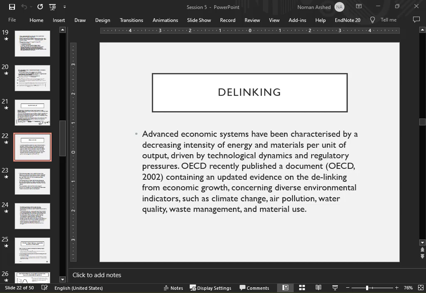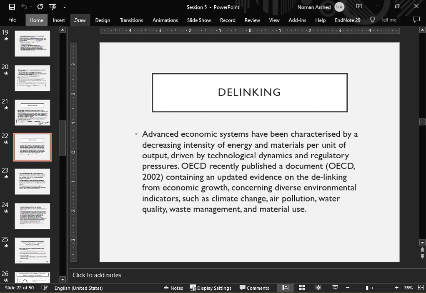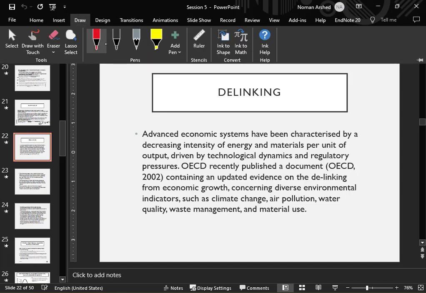So even though overall they are optimally using the resources, their composition is changing. And then we introduced the concept of environmental Kuznets curve, and within that now we start with the term delinking. Okay, so you will be provided with the previous link, and this link will be the second session of that topic. So we'll start with today's topic. So advanced economies. Start with taking a pen.